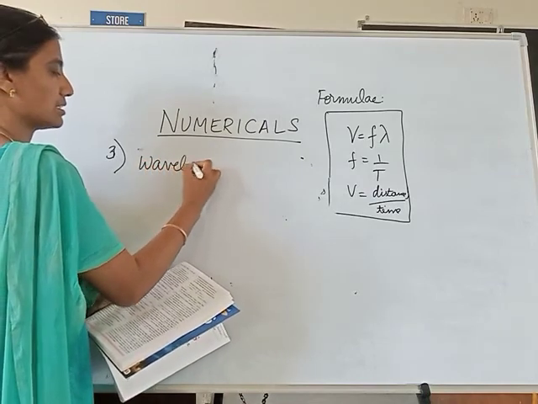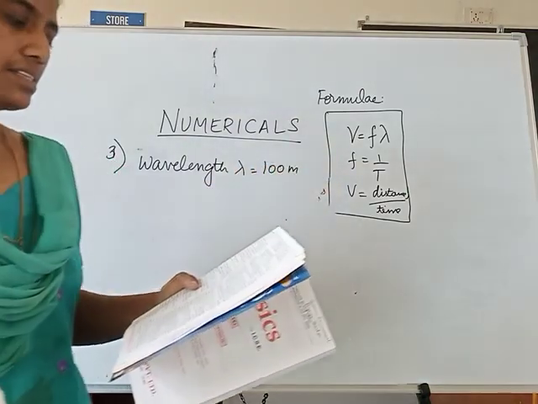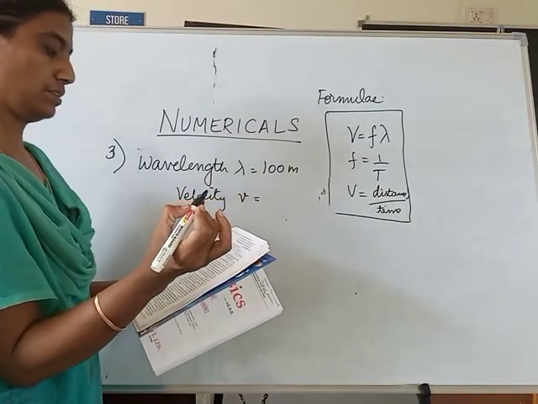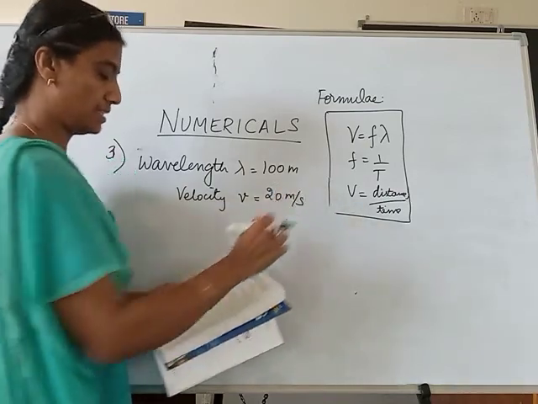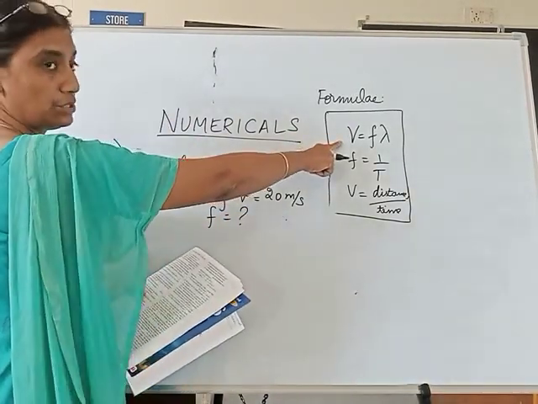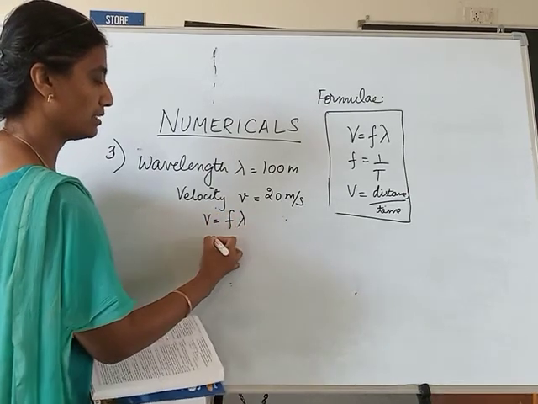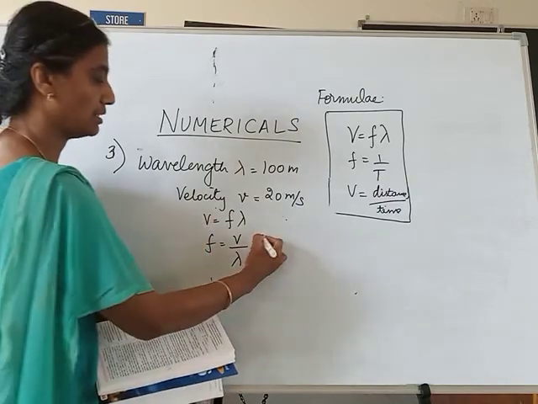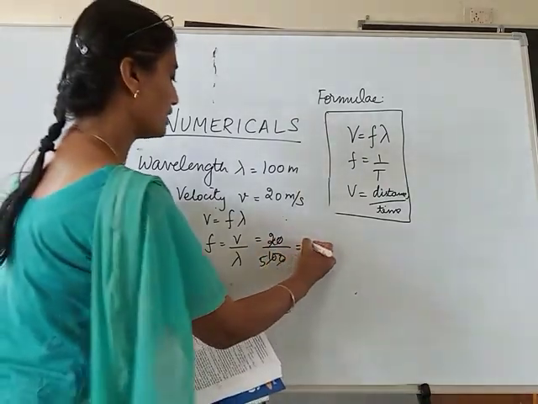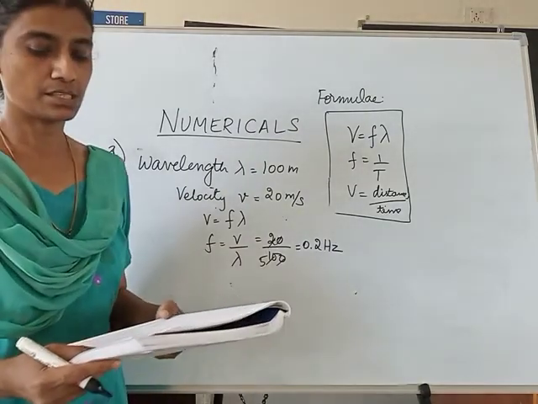For first sum you try to write it fully. Wavelength lambda is equal to 100 meter. And wave velocity V is equal to 20 meter per second. Now the question is, find the frequency of the wave. We have to use this formula, V is equal to F lambda. So F will be V by lambda. That will be 20 upon 100, 1 by 5. That will be 0.2 hertz. Its frequency. So unit will be hertz.